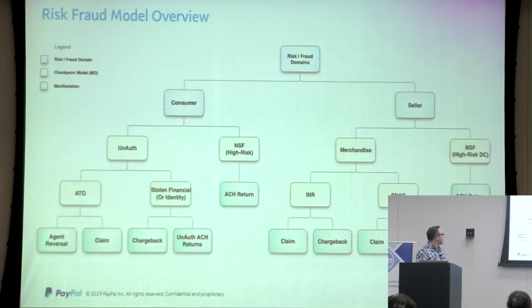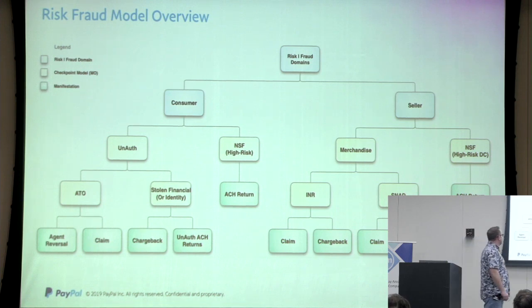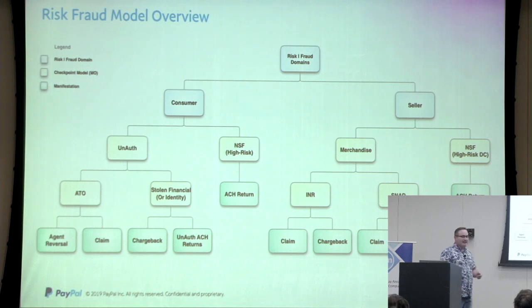Now, double clicking on the actual models itself, here's a sample of some of the models we have for some of the checkpoints here. We have consumer models, and then we have seller models, and then they're rolling up into the risk fraud domain. We have many domains for models, and what we're talking about here is essentially the risk fraud ones.